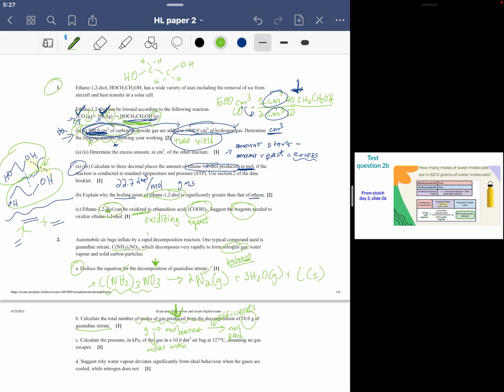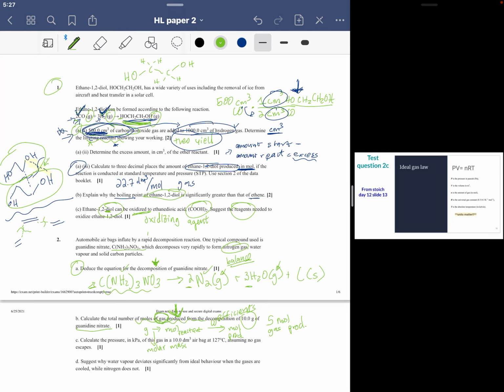In this case, it was asking about all gases produced. So I'm looking at both gases produced, the nitrogen and the water. So 5 gases produced, or 5 moles of gas produced for every 1 mole of reactant.